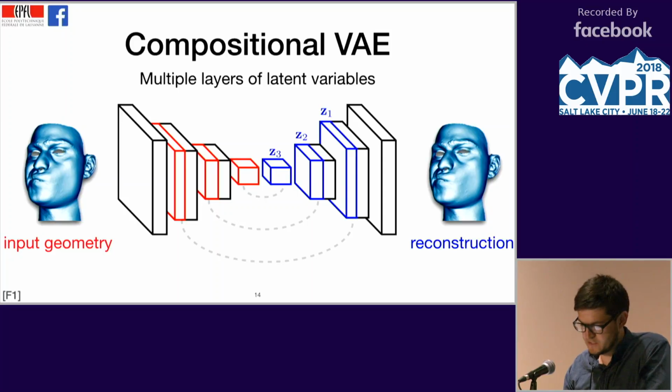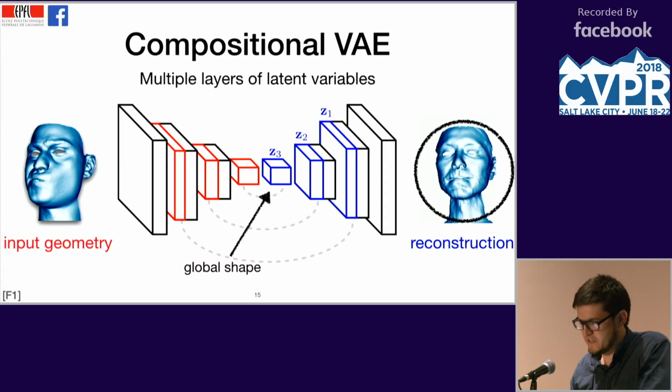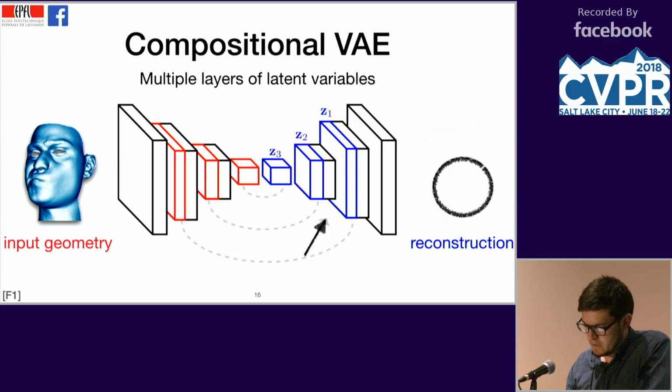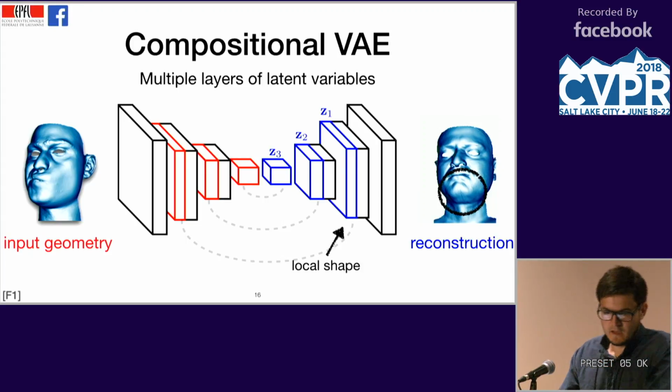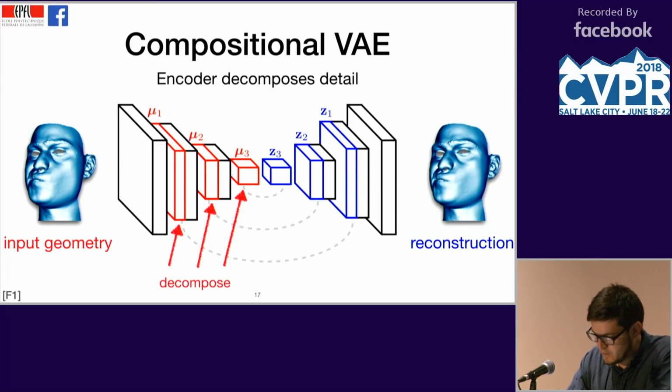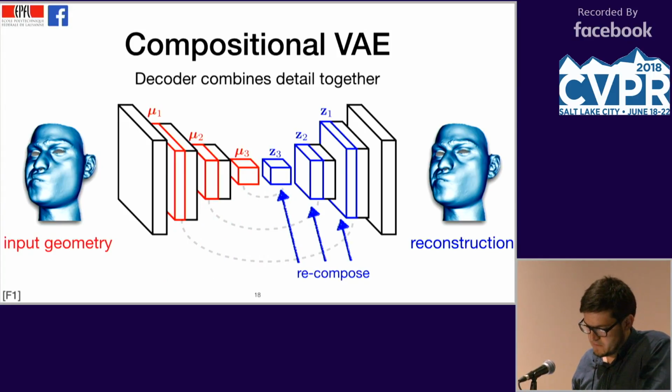The main idea is that we introduce multiple layers of hidden variables. Intuitively, we want the lower layers to capture global detail, which means that as we traverse the space, it changes the identity and the general expression of the person. At the same time, we want the higher layers of variables to capture high-frequency deformations, such as wrinkles and facial hair. Then the goal of the encoder is to decompose the input geometry into multiple layers of variables, and the decoder combines those variables back together and produces the final reconstruction.